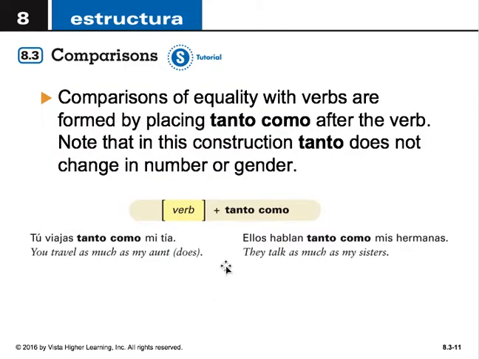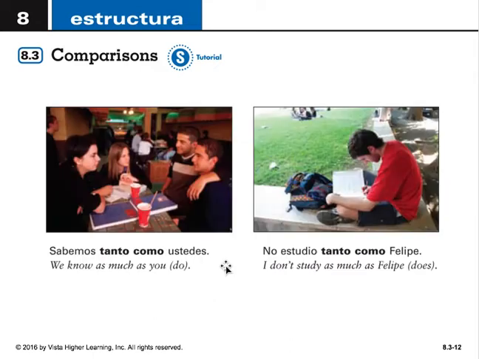Comparisons of equality with verbs are formed by placing tanto como after the verb. Note that in this construction tanto does not change in number or gender. Por ejemplo, tú viajas tanto como mi tía. You travel as much as my aunt does. O ellos hablan tanto como mis hermanas. They talk as much as my sisters.